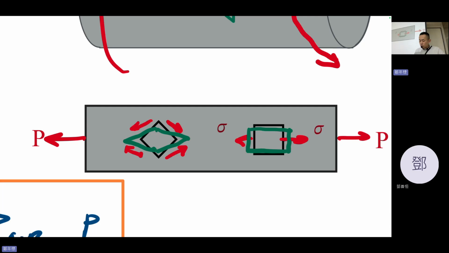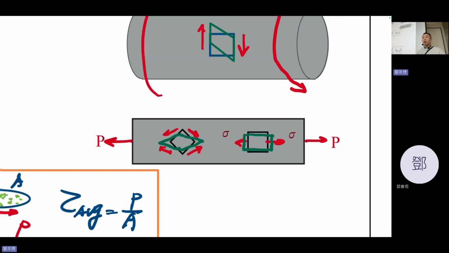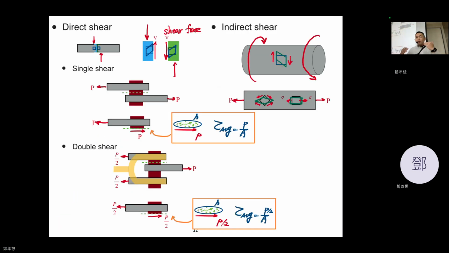Okay, so this is a really important concept. If you think straightforwardly, you may simply say, oh, maybe the normal loading won't generate any shear. No, actually, at other angles, your normal stress is not normal, right? So actually, it's also generating shear. So this is called indirect shear.